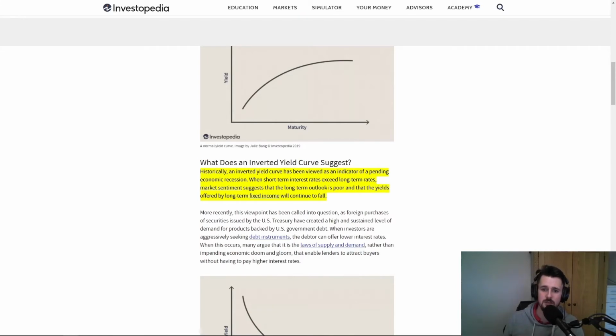Historically, an inverted yield curve has been viewed as an indicator of pending economic recession. When the short-term interest rates exceed long-term interest rates, market sentiment suggests that the long-term outlook is poor and that yields offered by long-term fixed income will continue to fall.